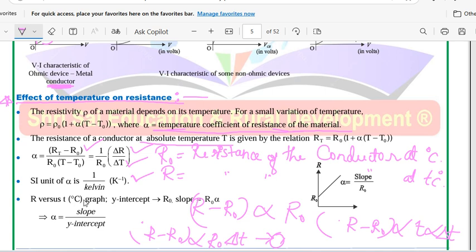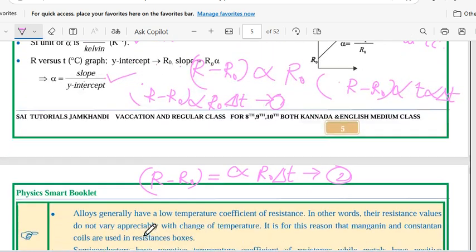In the R versus T graph, the y-intercept is R naught and the slope is equal to R naught into alpha. So alpha is equal to slope divided by y-intercept. This is all about the effect of temperature on resistance.